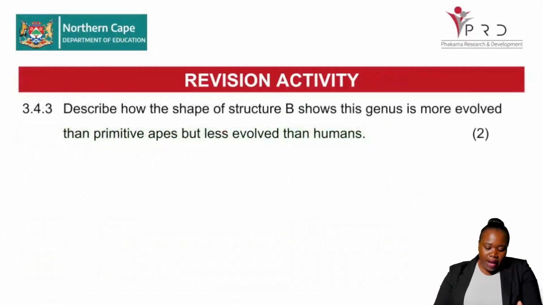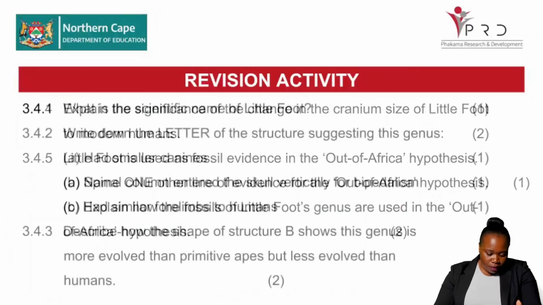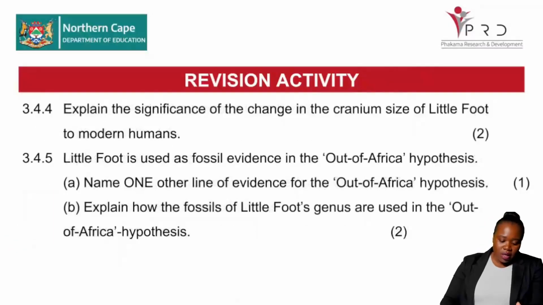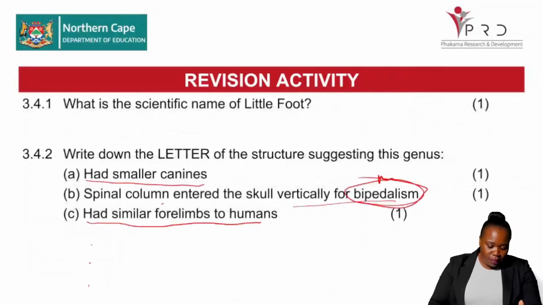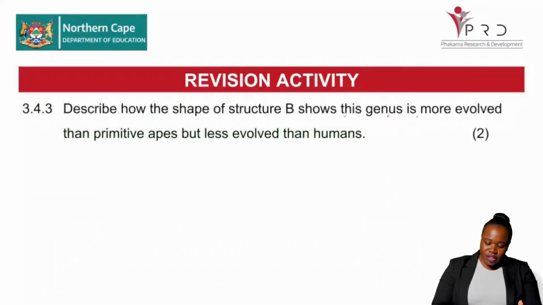All right, describe the shape of the structure B. Let's go back and see what structure B is. The structure B is the pelvic girdle. Describe how the structure of the pelvic girdle shows this genus is more evolved than the primitive apes, but less evolved than humans.